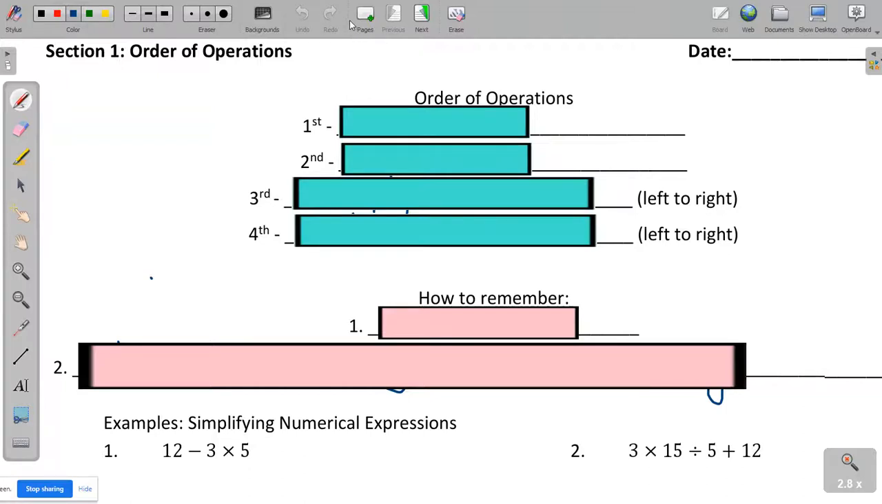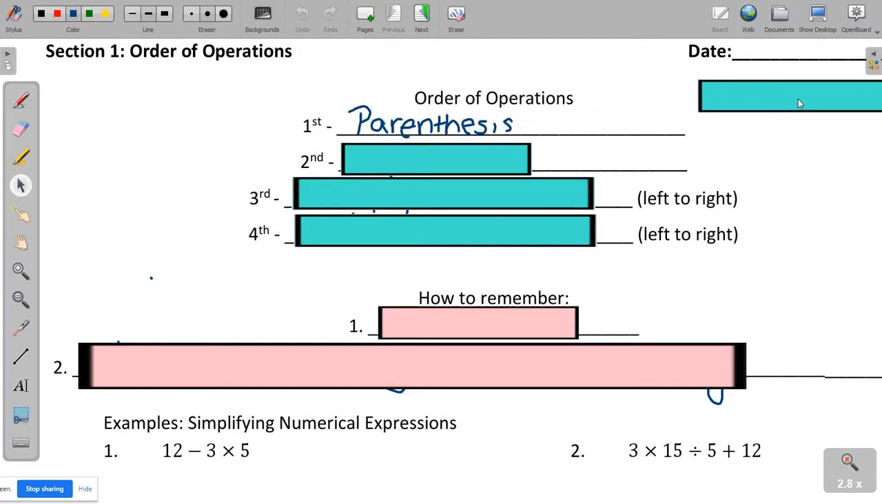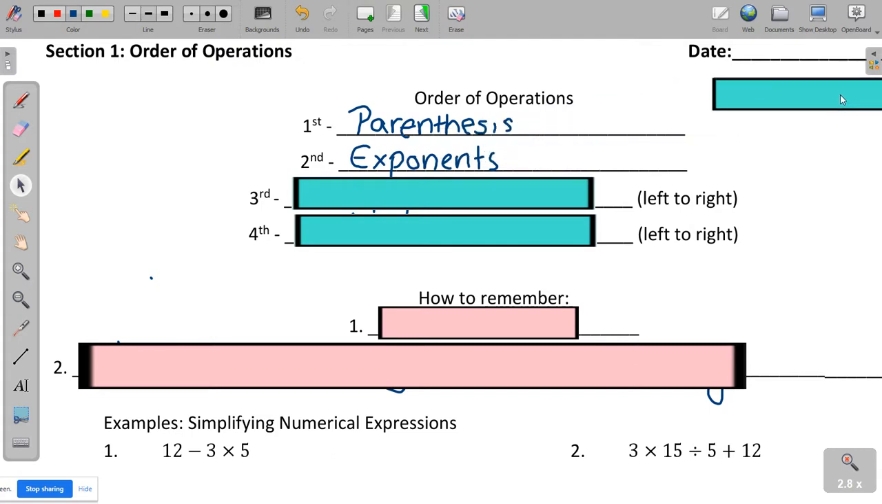Today we are going to be looking at order of operations. So, to simplify expressions, we are going to follow order of operations. The first thing we're going to do is take care of the parentheses. Anything that has parentheses or grouping, we're going to do first, and then look inside of that and follow the steps again. After we simplify the parentheses, we simplify the exponents.